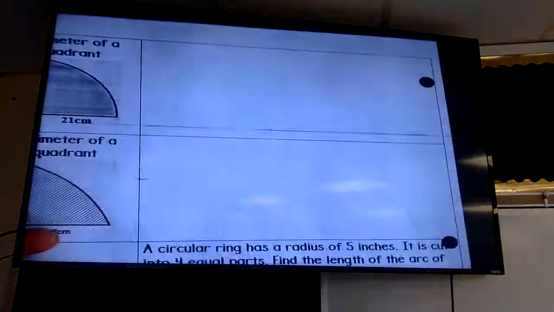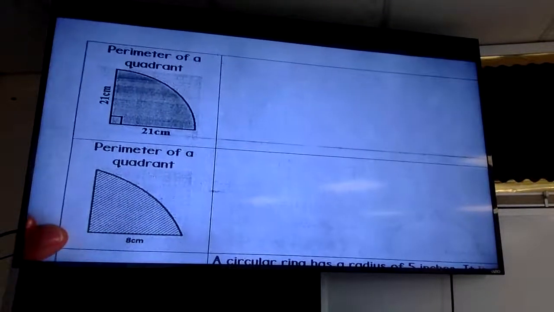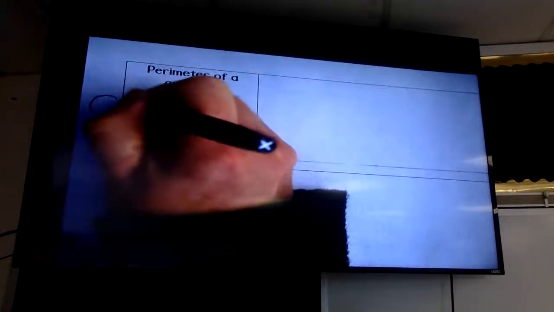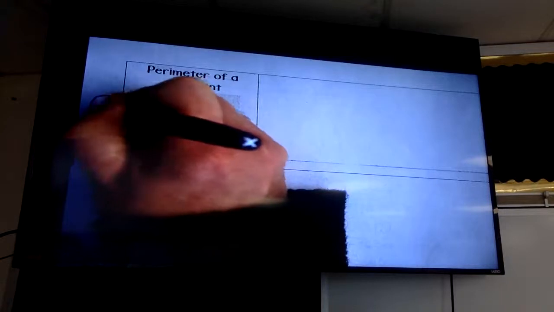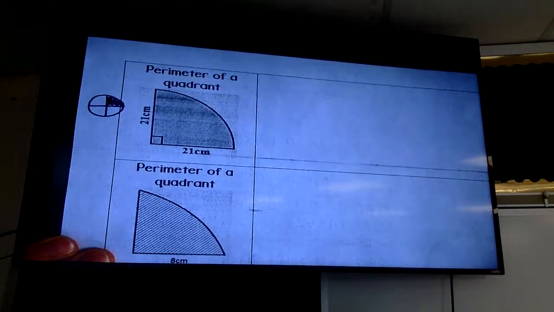All right, great job, guys. Let's flip it over to the back and let's talk about quadrants now. So a quadrant is 1/4 of a circle. Okay, so if I had a full circle and I split it into fourths, it's one of the 4 pieces. That's what we're talking about when we talk about a quadrant.